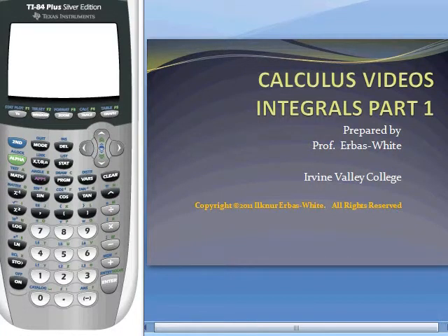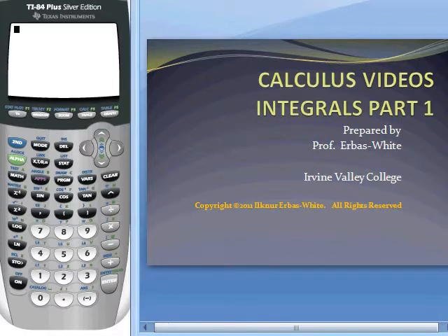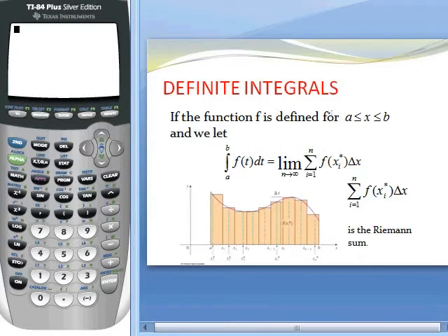Today we're going to start talking about integrals, primarily Riemann sums, and I will show you a couple of examples of that. Let's define the Riemann sum. A definite integral is actually an area under a curve. And if I want to take the definite integral of f of t from a to b and calculate that area, I can just divide it into a bunch of strips and calculate the area of each strip.